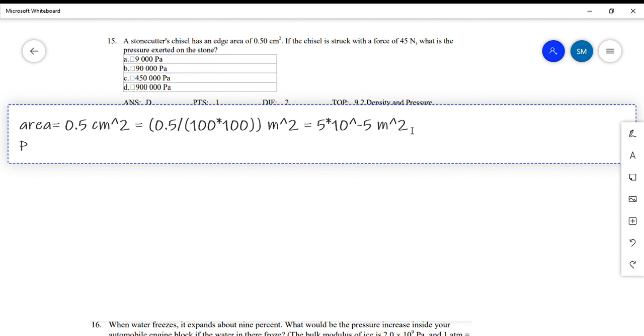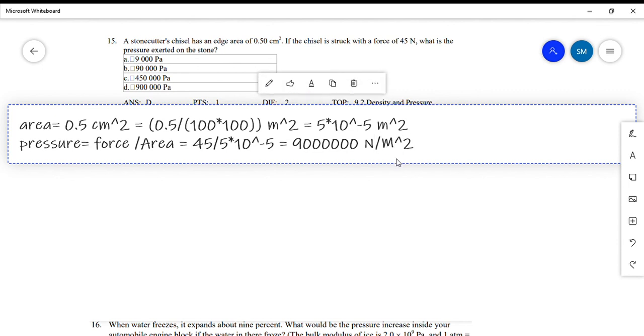So pressure is equal to force over area, which is equal to the force he gave us in the question, 45 Newton, over the area, 5 times 10^-5 meter square. So whatever the result will be, the unit is Newton per meter square. That is the result. I hope you understand this. Very easy question.